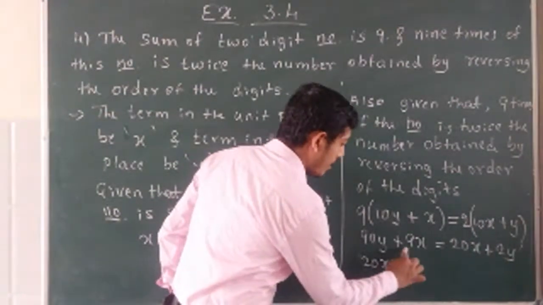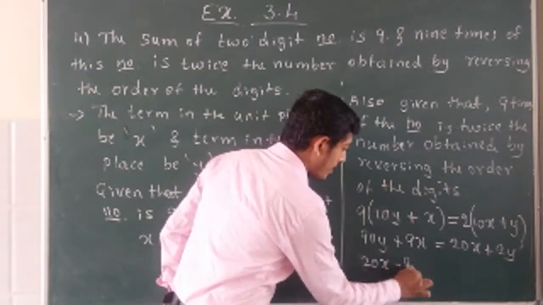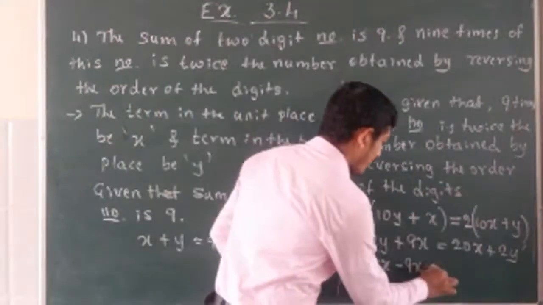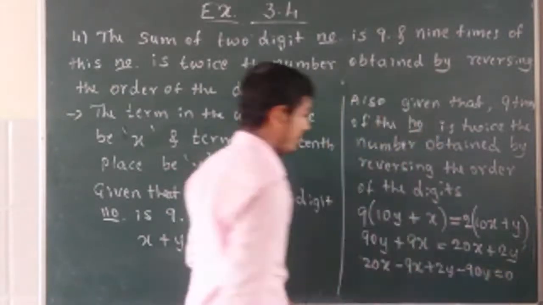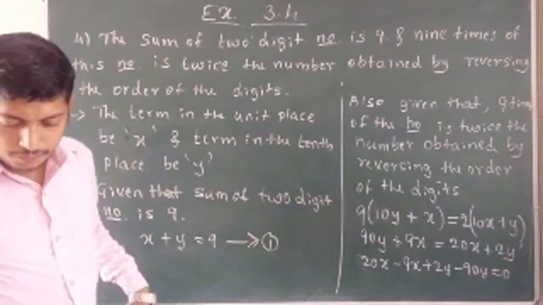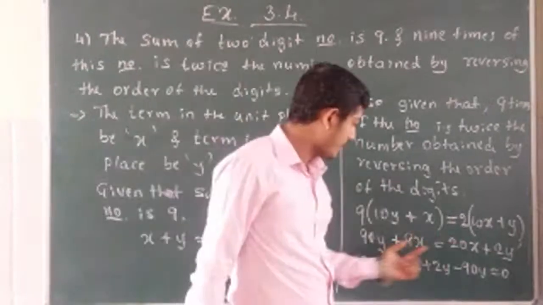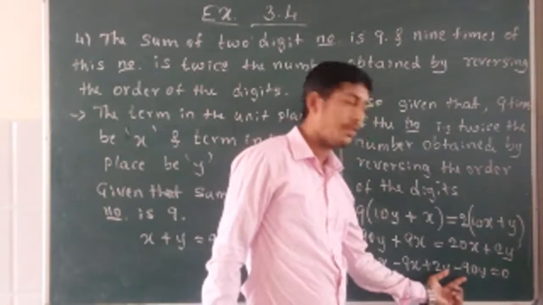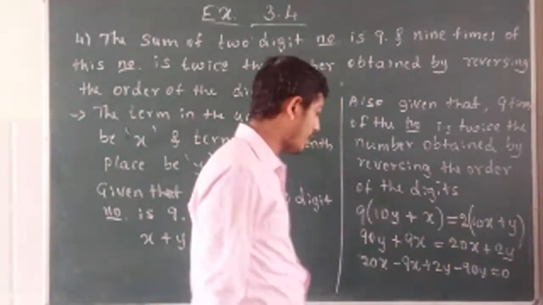20x minus 9x, then plus 2y minus 90y equals 0. So solve that. So what is the value we are getting here? 20x and 9x, when it goes to the other side, becomes minus 9x, 2y is on the same side, and 90y when it goes to the other side becomes minus 90y.